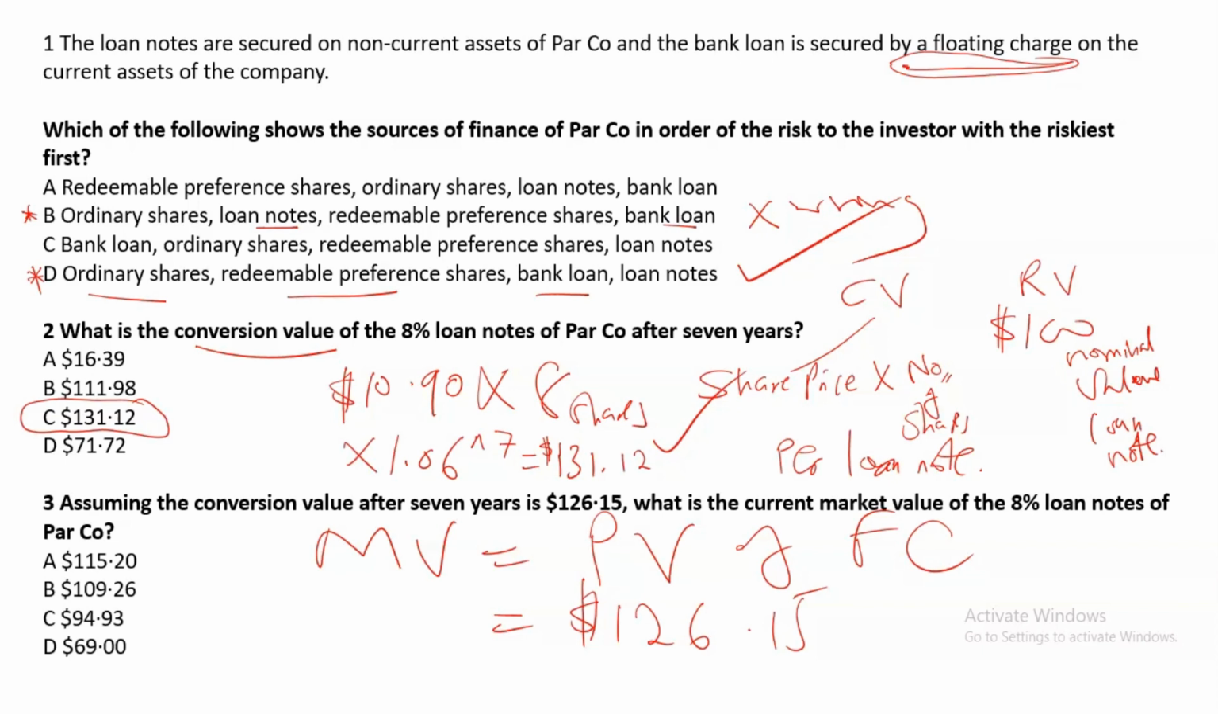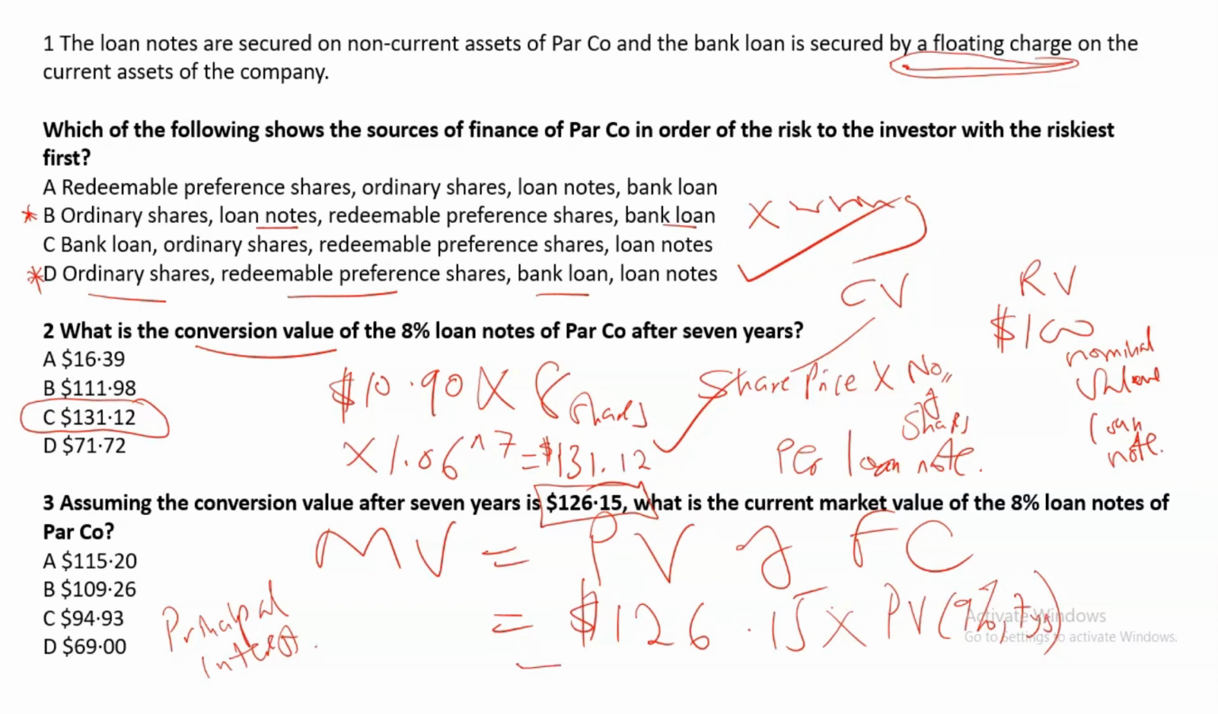So remember, debt is made up of the repayment of the principal as well as the interest. So the 126 here is the principal component. This principal component is repaid in year 7, so we need to discount it with the discount factor for year 7. So that's the present value factor year 7, at 9%, because we determined that the cost of capital was 9%. Let me just say 7 years.